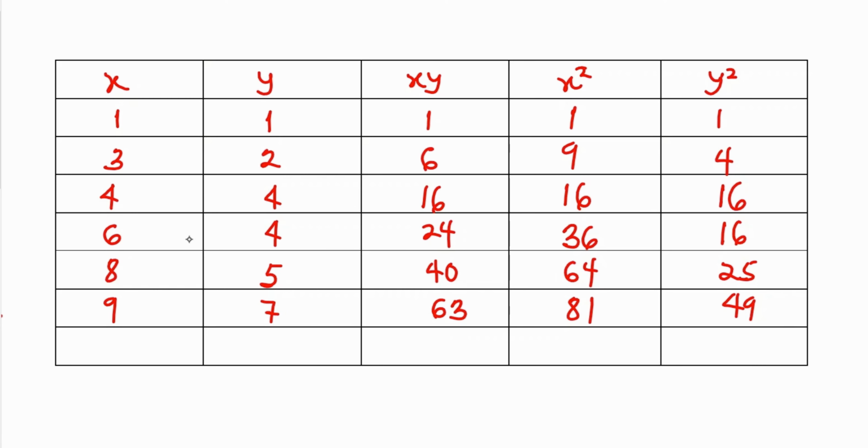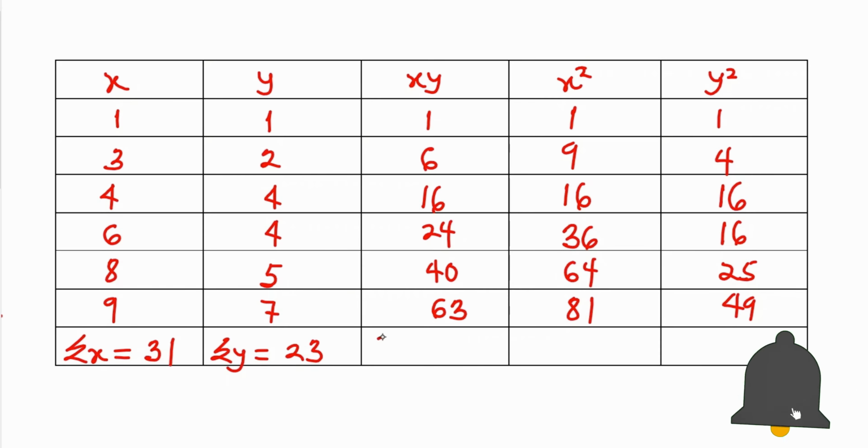Now the formula said we find the summation of x, summation of y, summation of xy, summation of x squared, and summation of y squared. So we do that. We are going to sum the values for all x, and when we sum all the values here, we are going to have 31. We also find the summation of all the y values. So we find the total of all these values. It gives us 23.